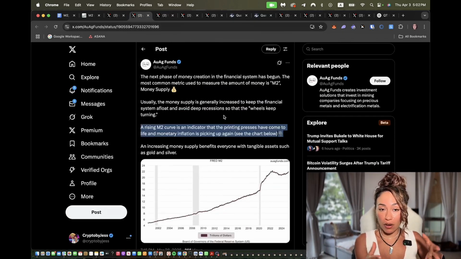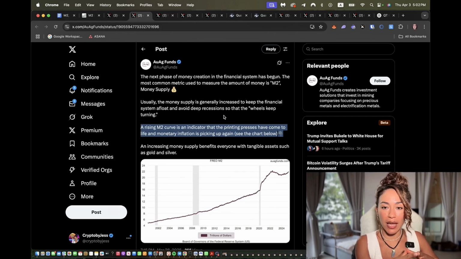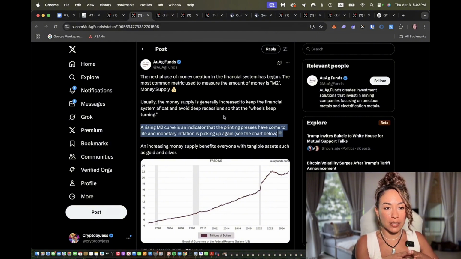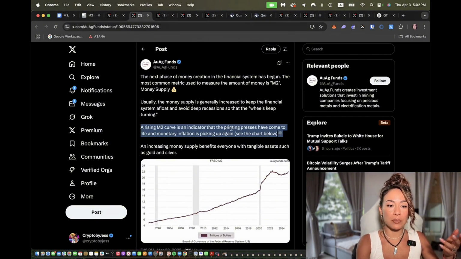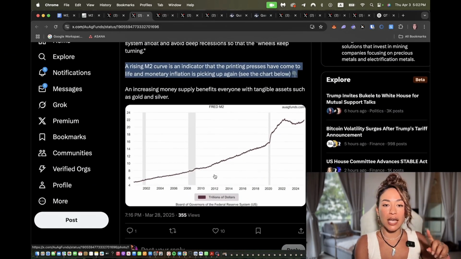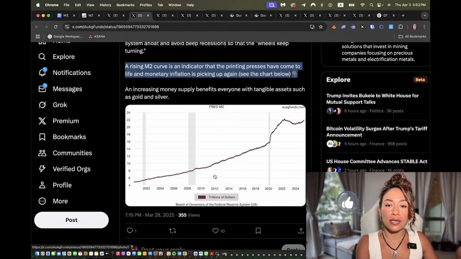And then moving on, shared here by AUAG funds, they basically explain what I've been saying, right? A rising M2 curve, as I highlighted on the screen, is an indicator that the printing press, right, quantitative easing, when there's more liquidity in the market, that the printing press has come to life and monetary inflation is picking up again. So you can see that here in the chart.